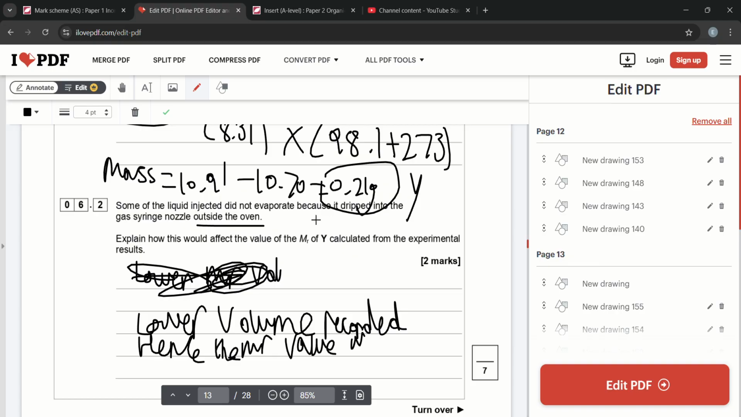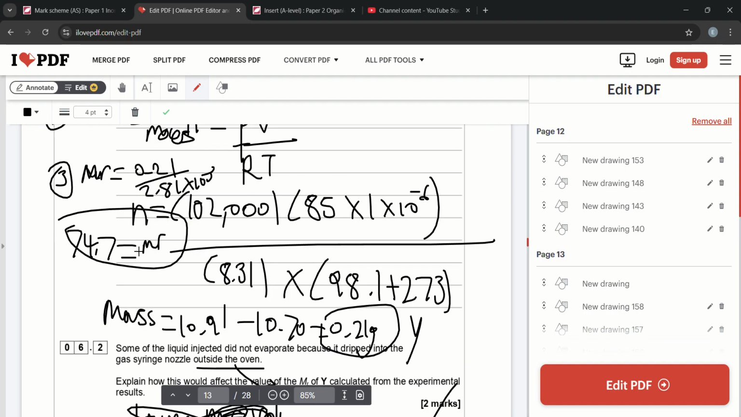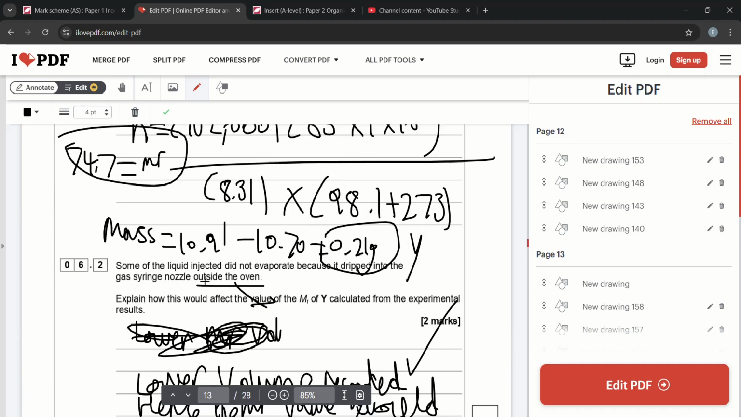If the liquid injected that did not evaporate had actually gone into the oven, then the Mr value would be greater than the real Mr. This negatively affects the results. Lower volume recorded because of dripping into the gas syringe nozzle outside the oven, hence the Mr value would be greater than the actual value. And that's the end of question 6.